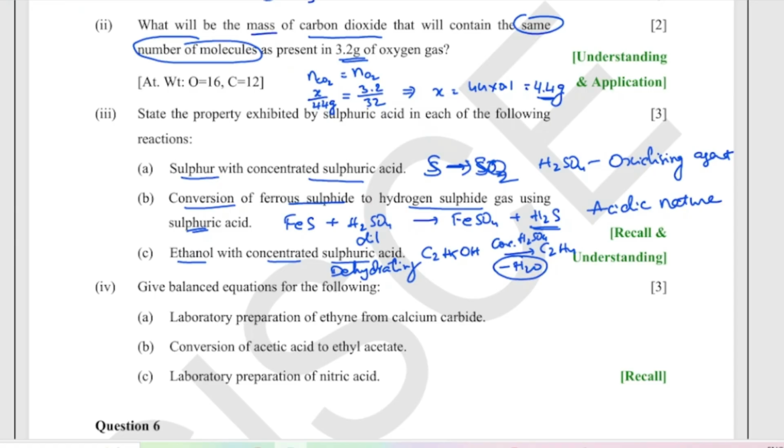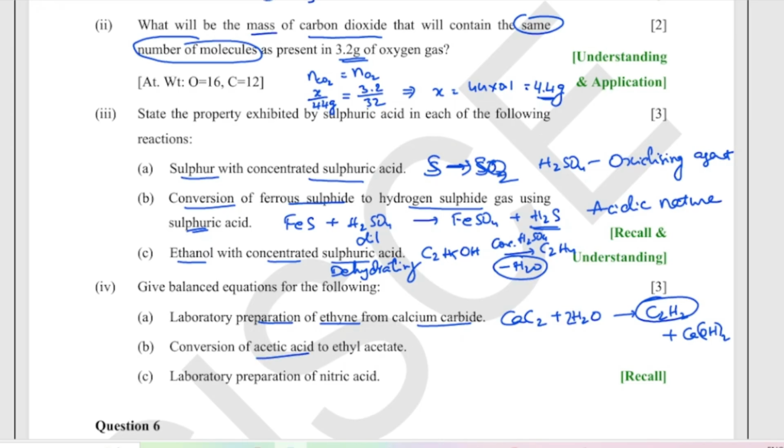Next, give balanced equation for the following reactions. Laboratory preparation of ethyne from calcium carbide. So calcium carbide when treated with water, simple reaction, gives C2H2, that is ethyne, plus calcium hydroxide. To balance the equation, we'll write 2 there. So this is the preparation of ethyne, that is C2H2, in the laboratory.